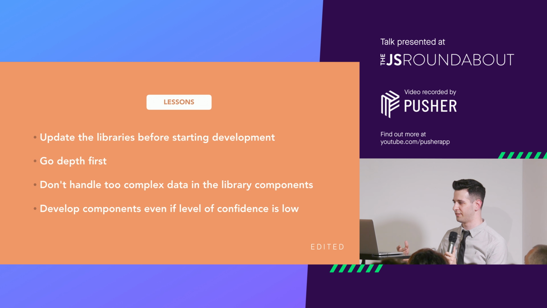Again, for the 10th time maybe, don't handle too complex data in the library components. And develop components even if the level of confidence is low. It's an iterative process. You shouldn't worry too much about how perfect the component is as soon as you create it. Just create it. Even if the design changes after the first iteration, it's most likely just CSS. If you did some accessibility work or some logic work, it's going to stick. It's usually not the case that it will change massively on the logic side.